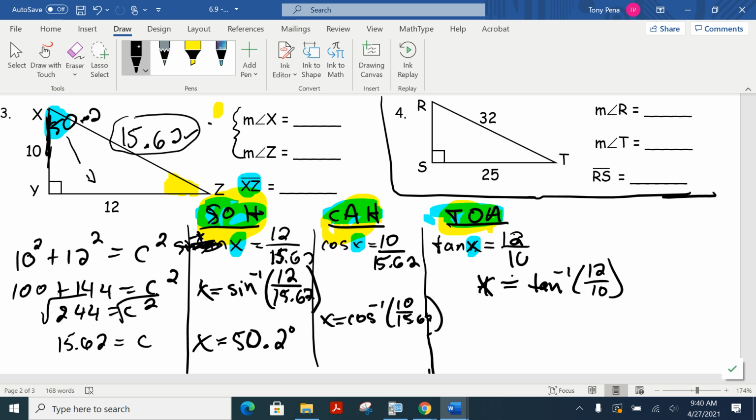All right, that was what, Kim? 39.8. Good. That's 39.8 degrees. And then we have everything we need. So angle X was 50.2 degrees. This was 39.8 degrees. And then XZ had a length of 15.62. Okay.